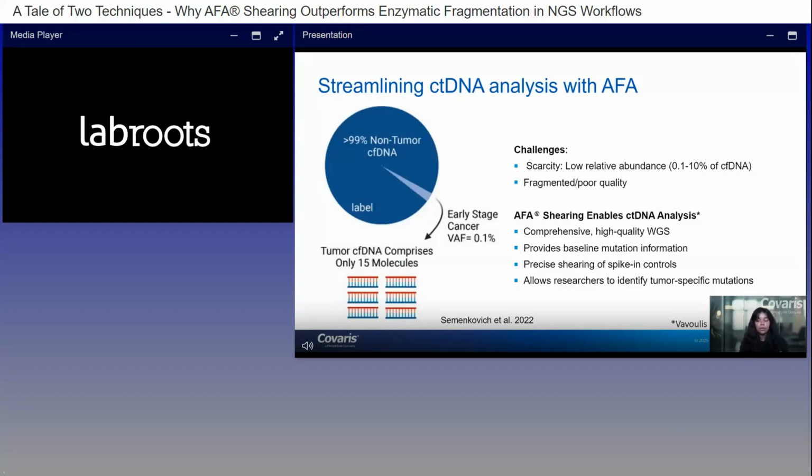Next, AFA is also relied upon to provide precise shearing of small spike in controls that are essential in the sensitivity of these assays. So it's really gratifying to see the way that tools like AFA are facilitating workflows that are really pushing the limits of sequencing sensitivity.